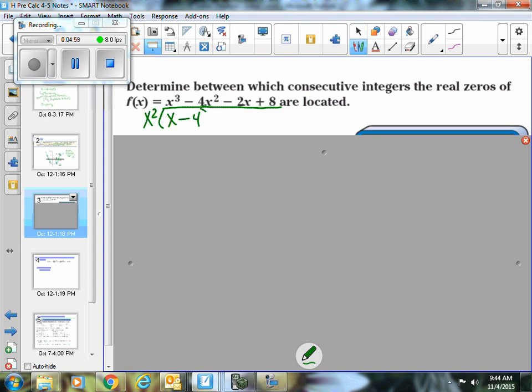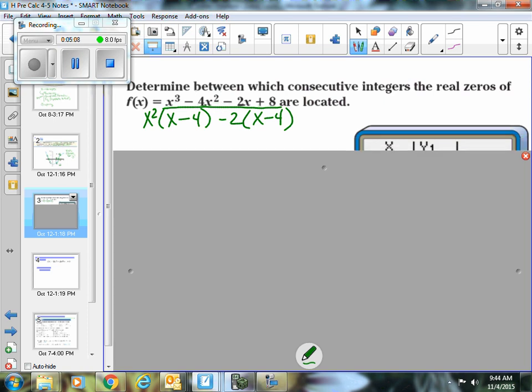Looks like I can pull out an x squared. I can pull out a minus 2. This one works great. It's a great candidate for that. So we can actually do it the way we were thinking before. We can do it algebraically. So x minus 4, x squared minus 2.